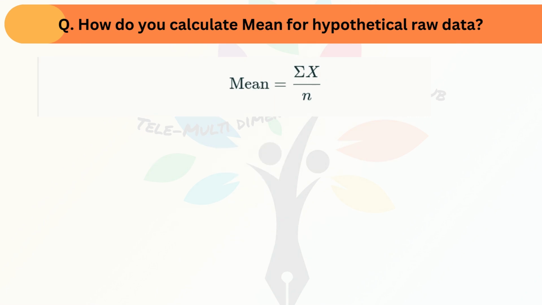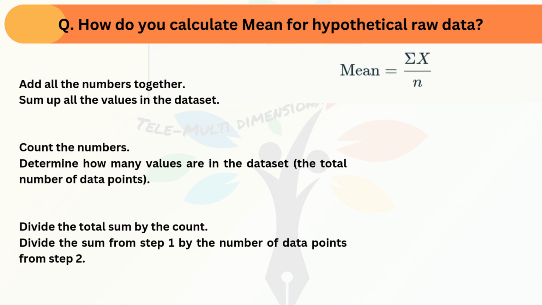Alright, next question is, how do you calculate mean for hypothetical raw data? This is the formula for calculating raw data. Sum of x means summation of all the values, x means values, and divided by the number of values. Raw data means data which is unarranged or ungrouped. So there are three steps of calculating mean for hypothetical raw data.